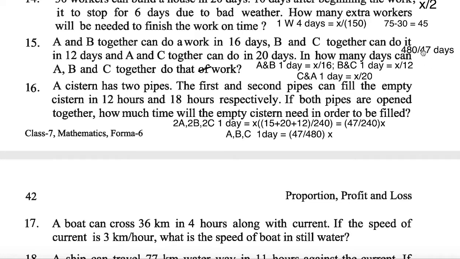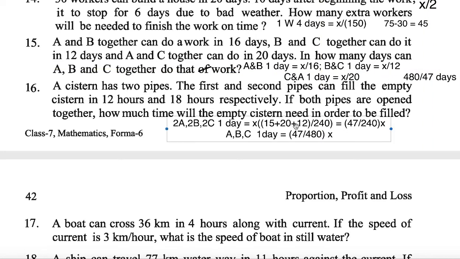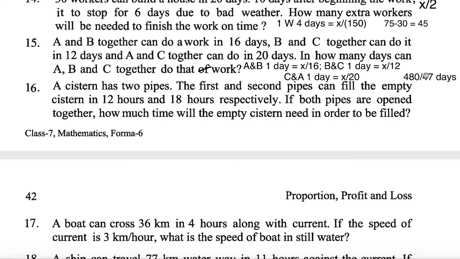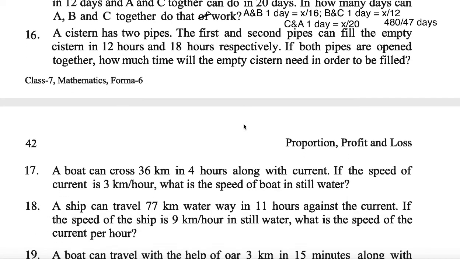This portion I am not keeping it because of the space constraint. Let's keep it here. A cistern has two pipes. The first and second pipes can fill the empty cistern in 12 hours and 18 hours respectively. If both pipes are open together, how much time will the empty cistern need in order to be filled? Very simple problem indeed.